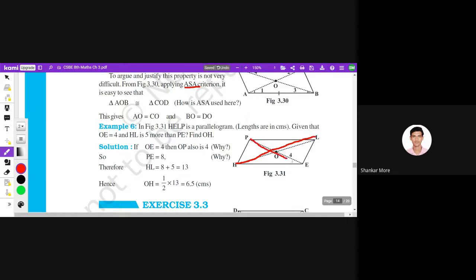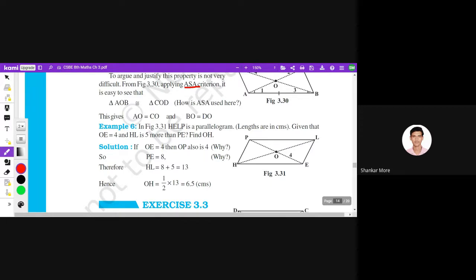See, यहाँ पे जो PE है, PE से 5 more है. So find the value of OH. So can you find it out? कैसे find out करेंगे हम? See, पहले तो we know that OE is equal to 4. Then what will be the value of PO? अगर OE 4 है तो PO क्या रहेगा? 4 ही रहेगा, absolutely. So PO अगर 4 है तो PE क्या रहेगा? PE क्या है, students? Let's go step by step, so that it will be easy for understanding for everyone. So PE रहेगा 8, absolutely.